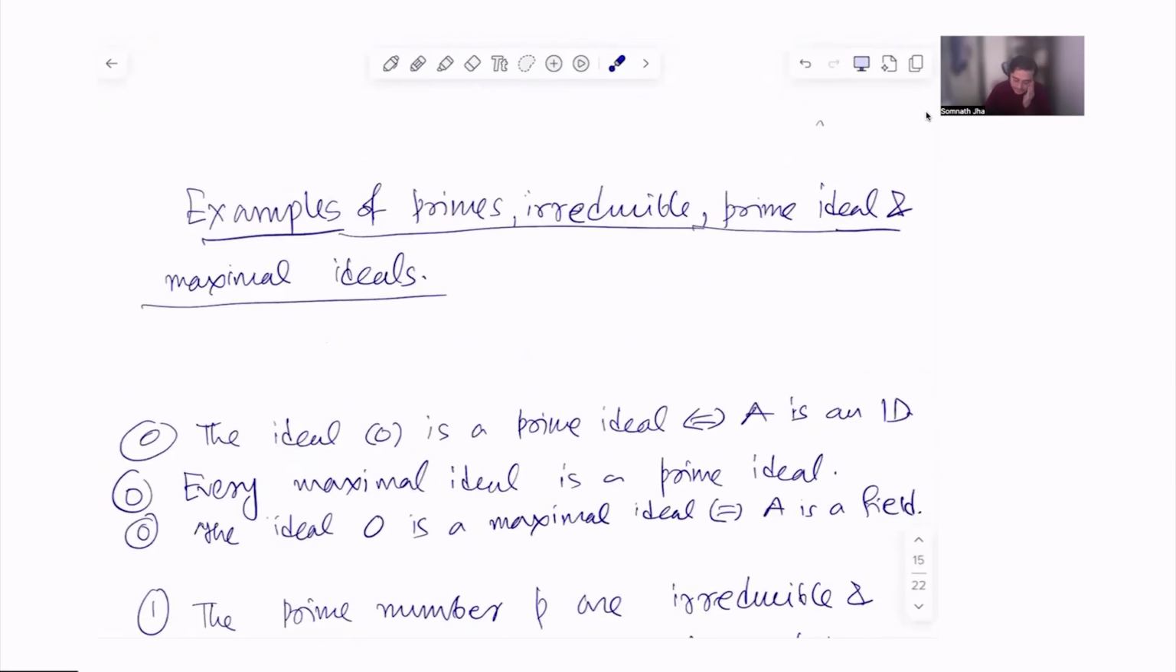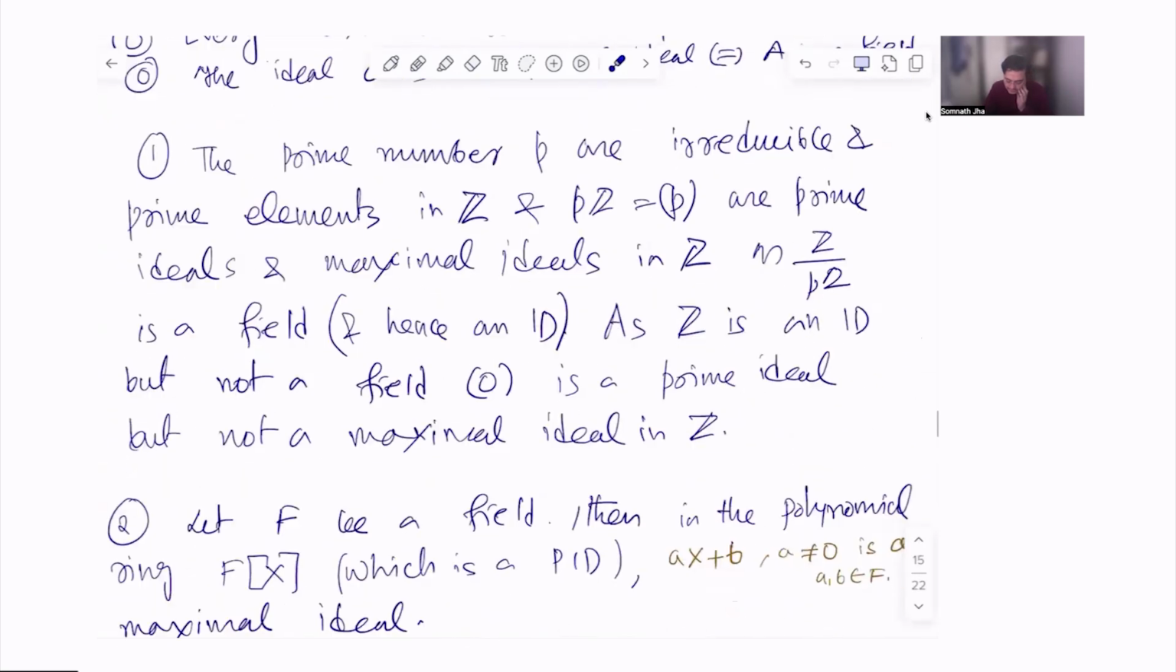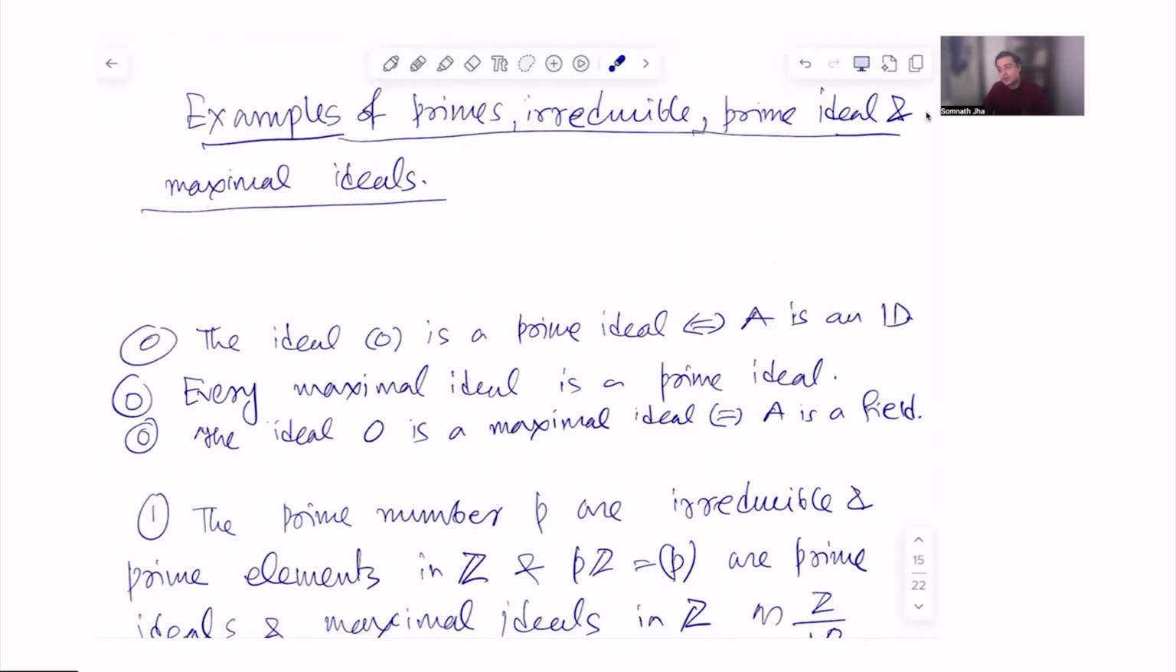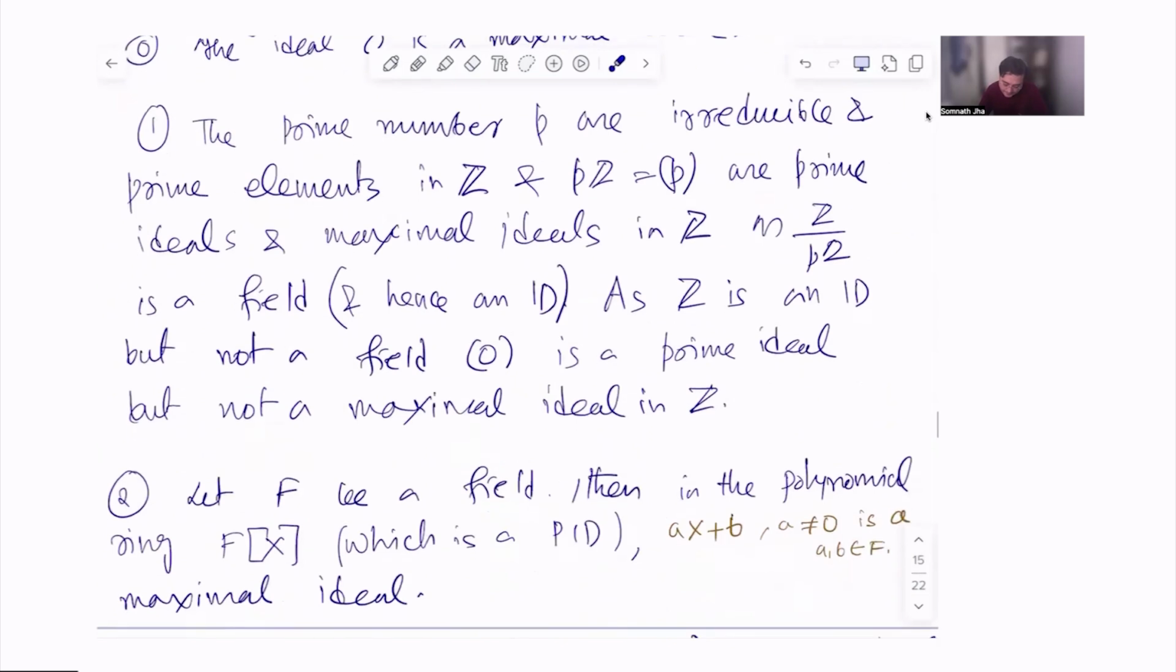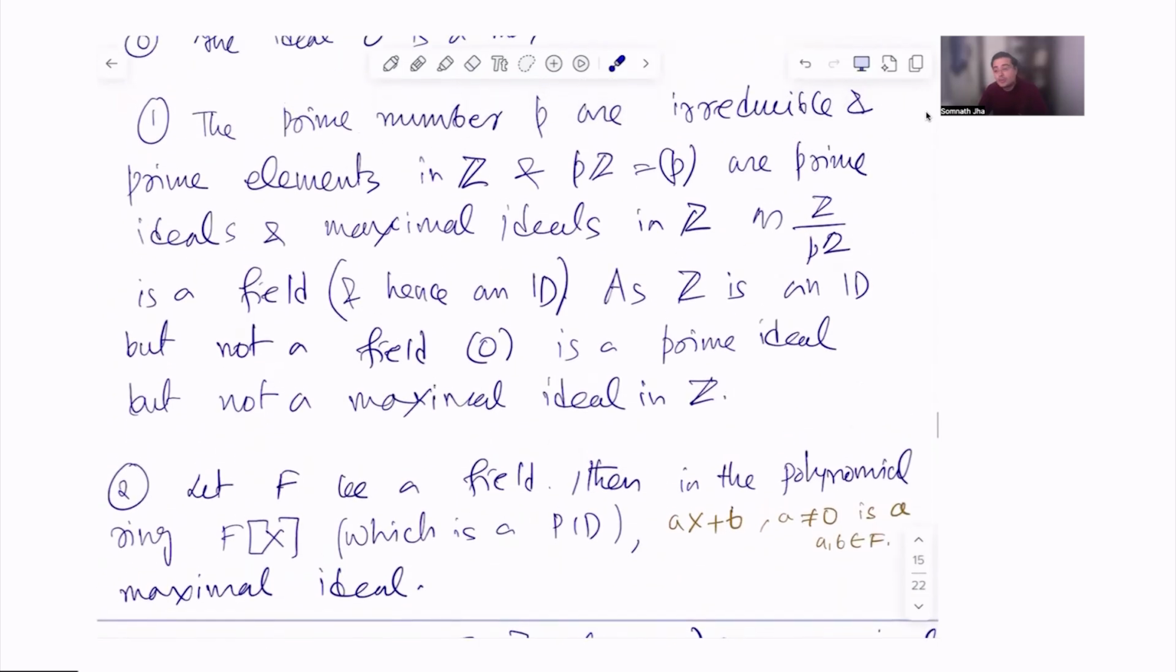Then we discussed examples of primes, irreducibles, prime ideals, and maximal ideals. Then we saw that 0 is a prime ideal if and only if the ring is an integral domain. 0 is a maximal ideal if and only if the ring is a field. Every maximal ideal is a prime ideal, because a field is an integral domain. The prime ideals of Z are 0, because Z is an integral domain, and all the primes P. The primes P are irreducible elements, and they are also prime elements. And all the prime ideals are actually maximal ideals except 0.